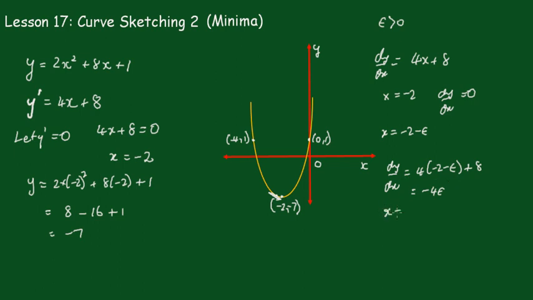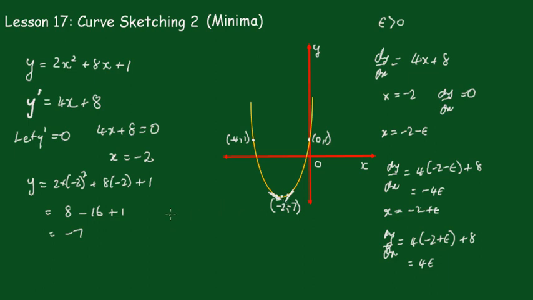We'll do the same thing on the other side. At x equals minus 2 plus epsilon, we get dy dx is equal to 4 into minus 2 plus epsilon plus 8, and that gives me 4 epsilon, or a positive result. And we can see that is a positive gradient on this side. So we know that it's negative on this side, it's 0 here at the vertex, and just on the right hand side it becomes positive.